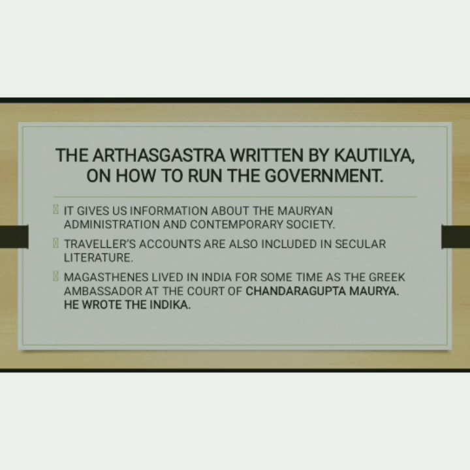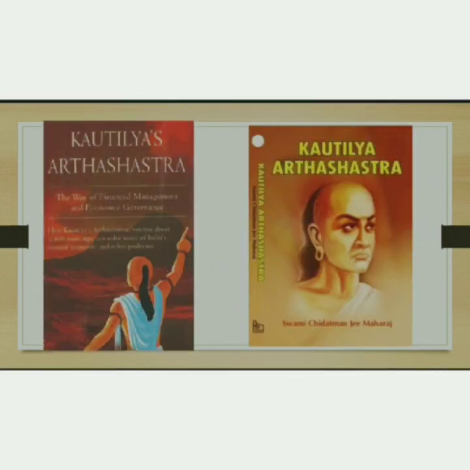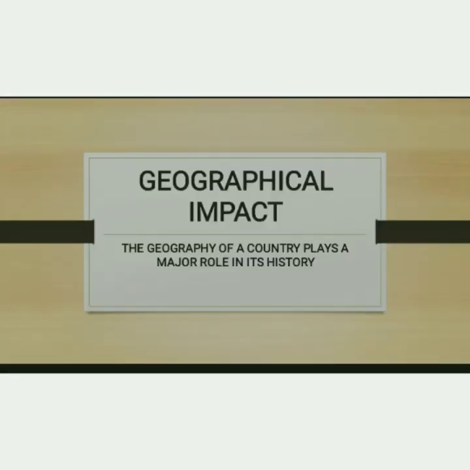The Arthashastra written by Kautilya on how to run the government gives us information about the ancient administration and contemporary society. A number of foreign travelers who visited India from time to time left very important social and political accounts of the country in their travelogues. Megasthenes lived in India for some time as the Greek ambassador at the court of Chandragupta Maurya. He wrote the Indica.